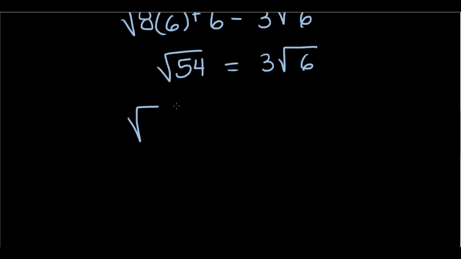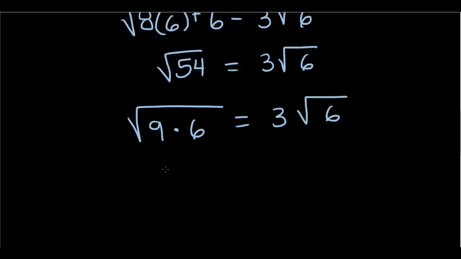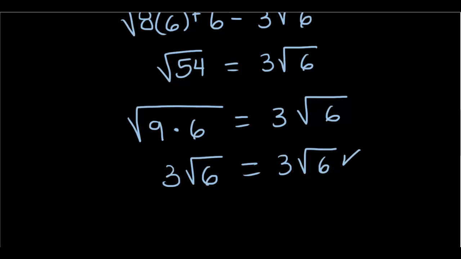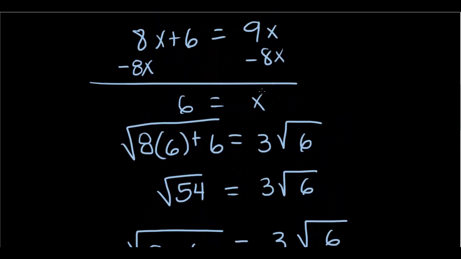But the square root of 54 is the same thing as the square root of 9 times 6. And that is supposed to equal 3 square root of 6. The square root of 9 is 3. So I will have 3 square root of 6 equals 3 square root of 6. That is true. So that means that x equals 6 is really the solution.